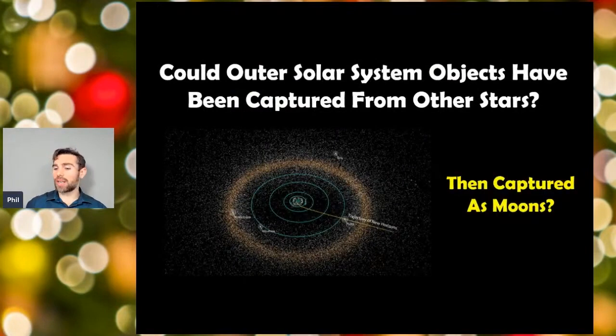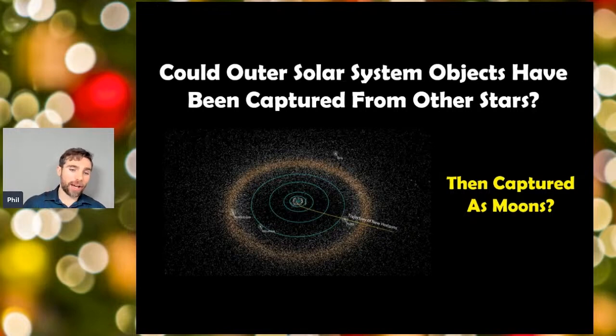But the thing I kind of want to leave with you, and maybe to let you have a think about, is could these interstellar objects have been captured by the solar system, by the sun, and then those themselves get captured as moons? So have we already got objects in our solar system that came from another star system?